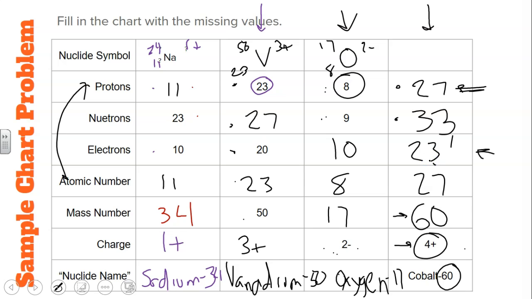So now if we're going to write the nuclide symbol for this, we get Co, and then the charge here is 4 plus. The number in the upper left-hand corner is the mass number, that's 60, and the number in the lower left is the atomic number. Okay, so there's your sample problems on how to do a chart problem and determine nuclide symbols.